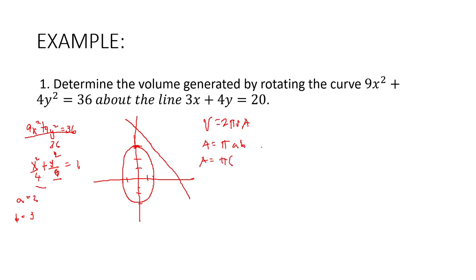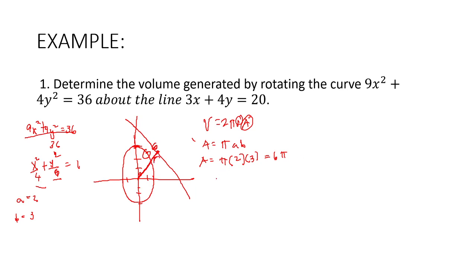That's pi times a is 2, b is 3. So that's 6 pi for the area. So we have the area and we do not have r. Again, r is the distance from the centroid to the line where it will rotate. So the curve rotates about this line. From this to this is our r.